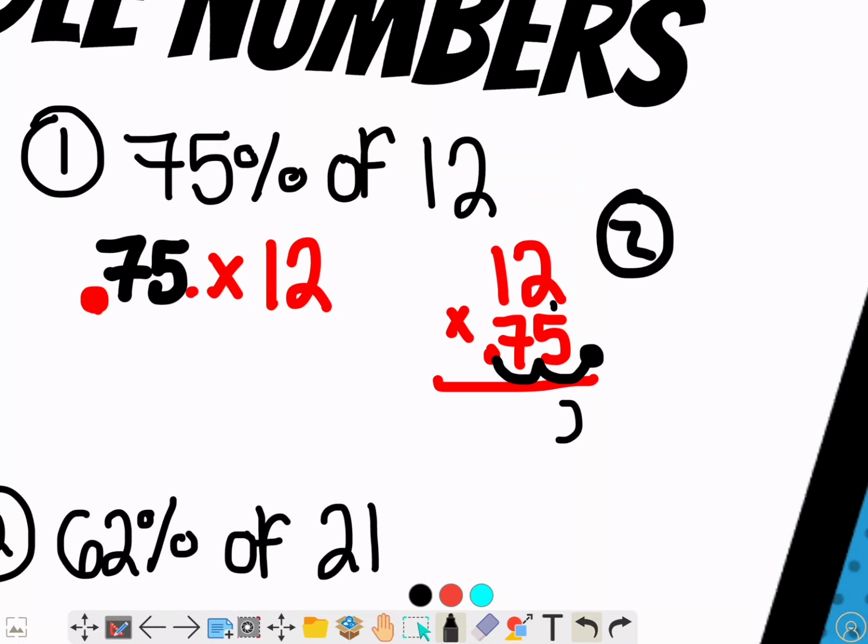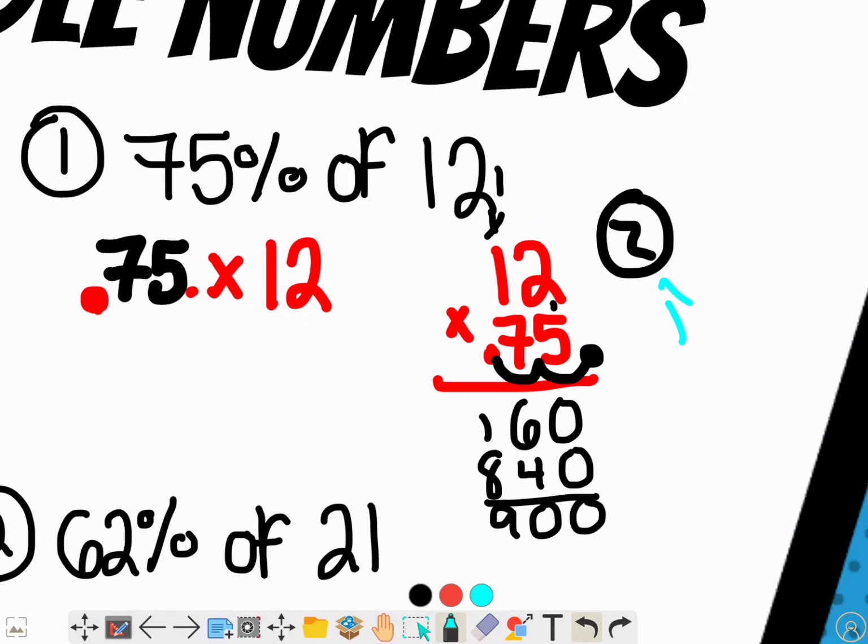2 times 5 is 10, carry the 1. 5 times 1 is 5, plus 1 is 6. Skip a line and put a 0. 7 times 2 is 14, carry the 1. 7 times 1 plus 1 is 8. I add up my numbers, get 900, which makes no sense, but you have to remember to jump back your decimal twice.